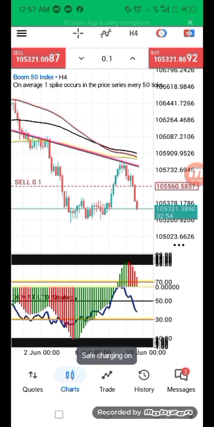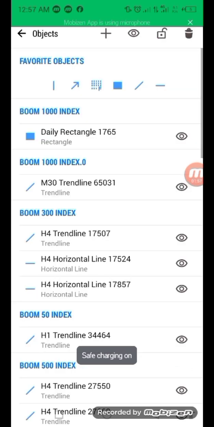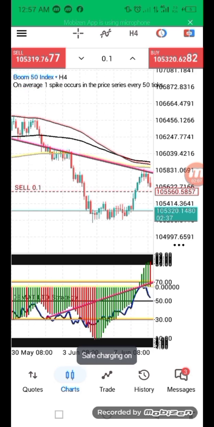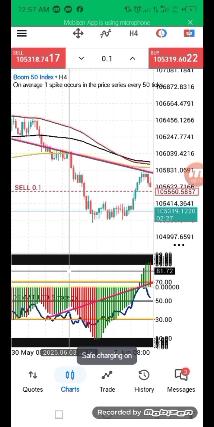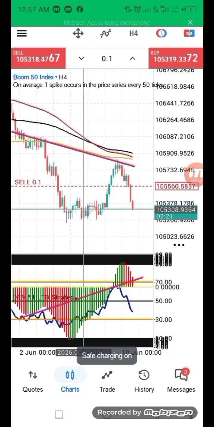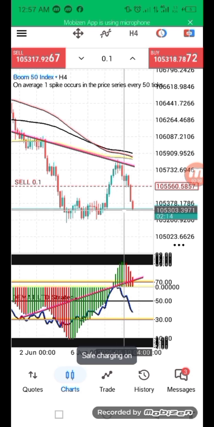making lower high, lower low, while the RSI is making higher low and higher high. The RSI is divergent to the price, and here the awesome oscillator is negative, here is positive, such that it touches the overbought region. This entry is late, but immediately I saw this setup, I had to jump into a sell position, and look at how well it sold.